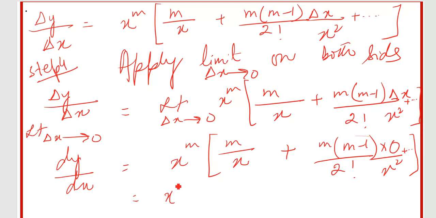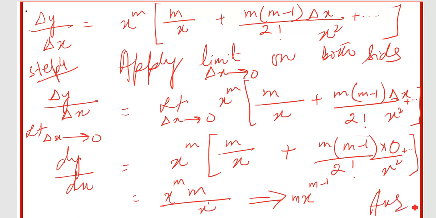What is left? x raised to power m into m divided by x, which implies that, see, these two bases are same. There is no power, it means 1, so it will be x raised to power m, and when I take this power in the numerator, the sign will change, x raised to power m minus 1. Or I can write m before, both are same. So this is the answer.